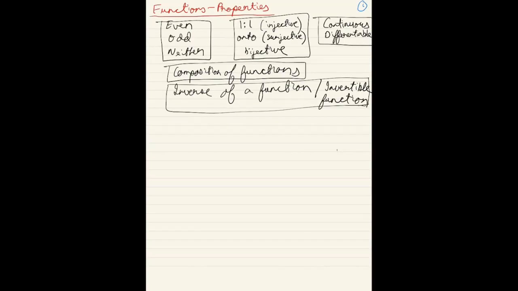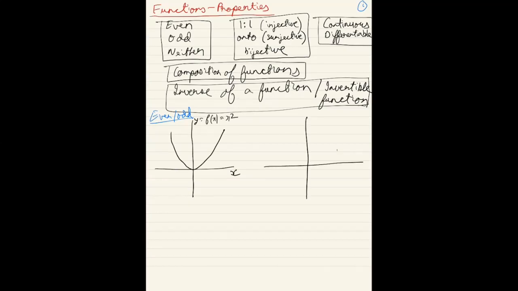So even functions and odd functions, we actually saw them already in the last module where we graphed them. If you recall, we plotted... So we are first talking about even and odd functions. In the last module, we saw how the function y is equal to f of x is equal to x squared versus x looked like this, whereas the function f of x is equal to x cubed looked something like this.